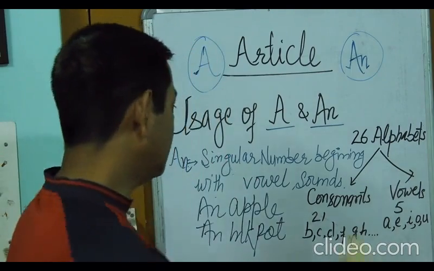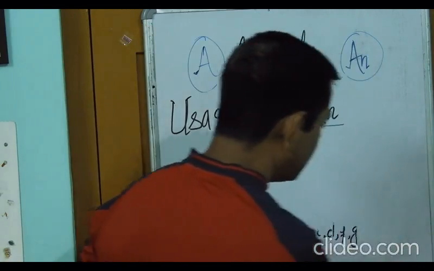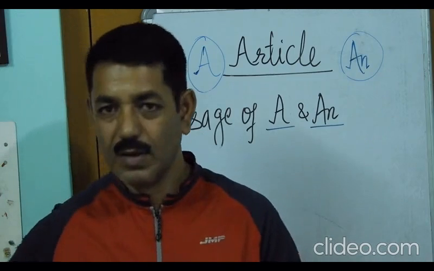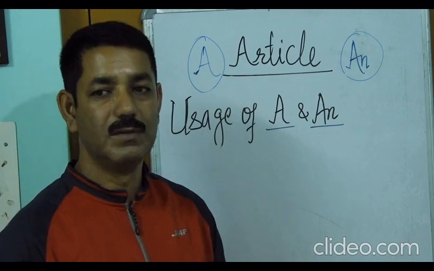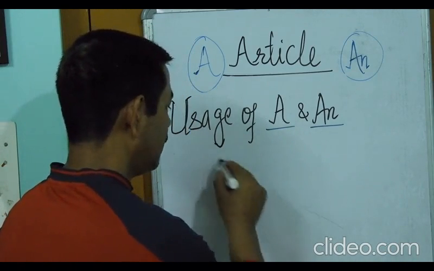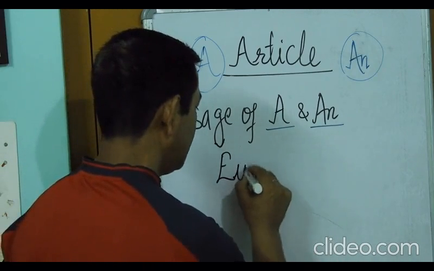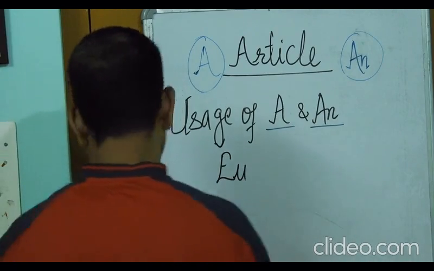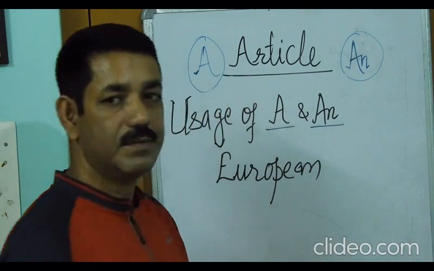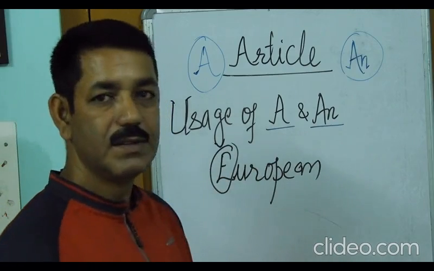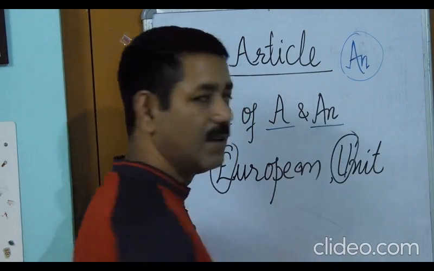But now let me tell you about some exceptional words. We can't exactly say exceptional, but these words are written with a vowel as the first letter but are not pronounced as a vowel. Such as, I am writing here a word you might be aware of, and have read so many times: European. The first alphabet is a vowel. Secondly, unit, U-N-I-T. The first alphabet is a vowel.